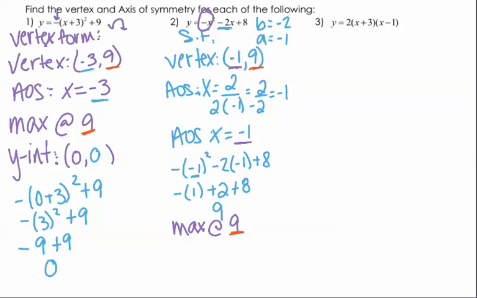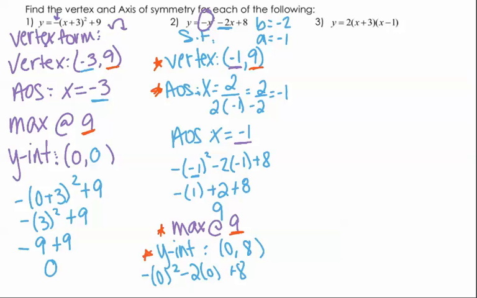Very last thing that we're going to look for is the y-intercept. So my y-intercept is going to have an ordered pair of 0, comma, something. And the way that we're going to do that is we're going to plug in 0 into my equation. So negative 0 squared minus 2 times 0 plus 8 is going to equal 8. So all of my important information here: vertex, AOS, maximum, and y-intercept.